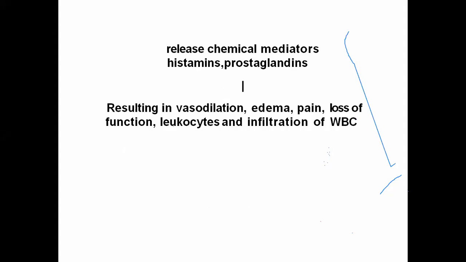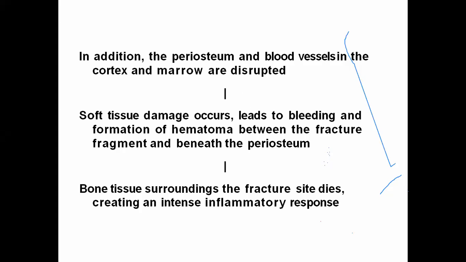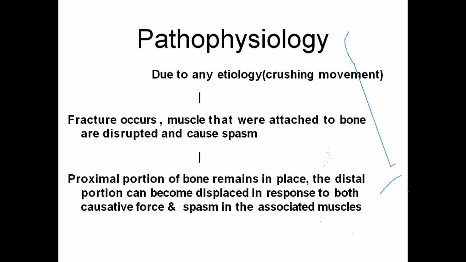Did you understand? Yes, ma'am. Now let's repeat again. Because of any etiology, it may be direct blows, a crushing injury, any stress, or any pathological condition, fractures occur. When there is a fracture, the proximal portion remains attached, but the distal portion becomes displaced. Because of this, the muscle starts to spasm.